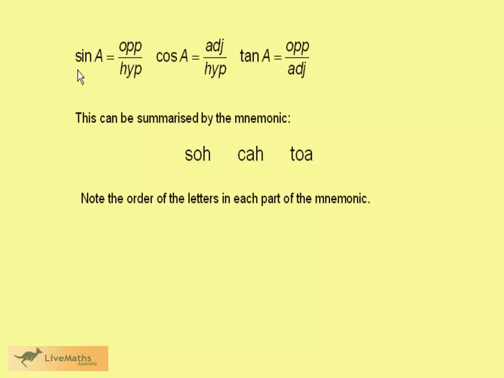Sine of the angle is equal to the opposite divided by the hypotenuse. Look at CAH. Cosine of the angle is equal to the adjacent divided by the hypotenuse. And for TOA, tangent of the angle is equal to the opposite divided by the adjacent.